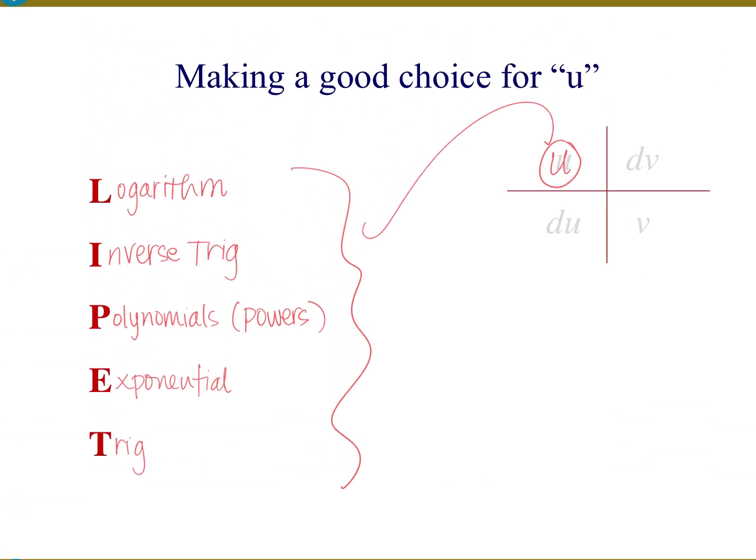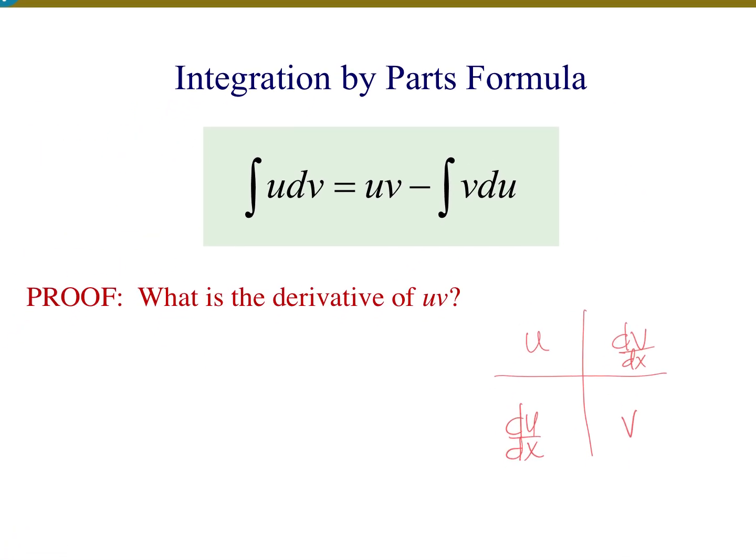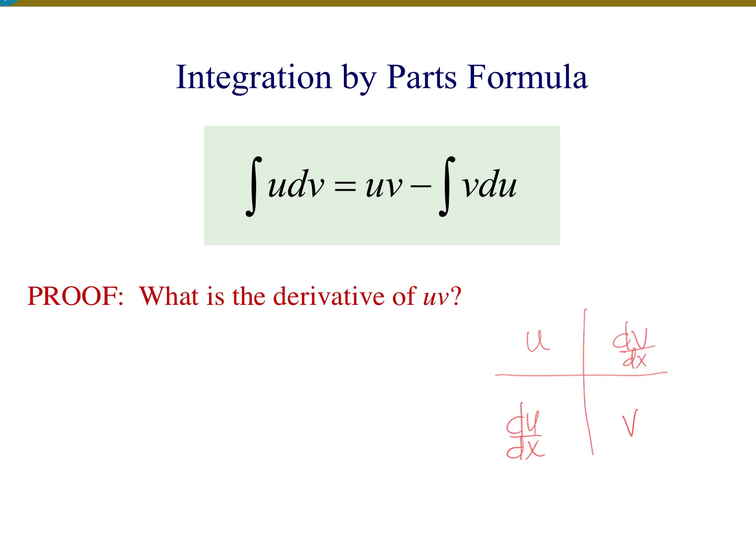Once you choose your U, we'll go back up. I just want to review with you. This is what you start with. So you make your choice here. Okay, so you'll be given a problem. It'll be in the form of a product or a quotient. You make your choice for your U. Everything else becomes your dv.